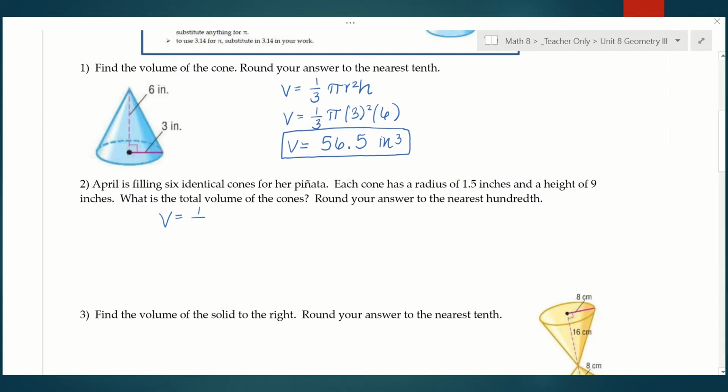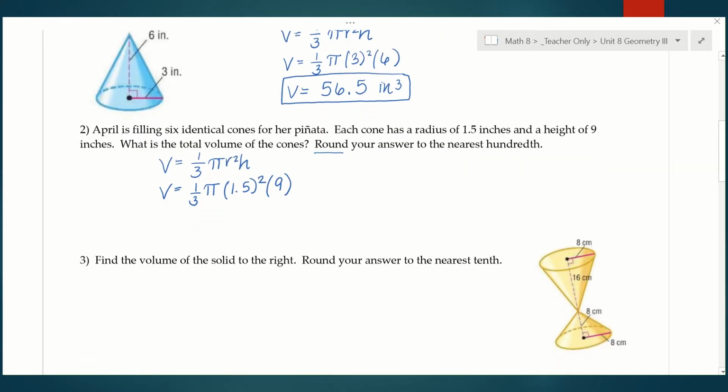So let's start with our formula here. If we go back, it says that we are rounding our answer, which again means we're using the pi key. So I'm going to leave pi in my work. The radius, they tell me, is 1.5 inches. So this is times 1.5 squared, and our height is 9. So they give us everything that we need.